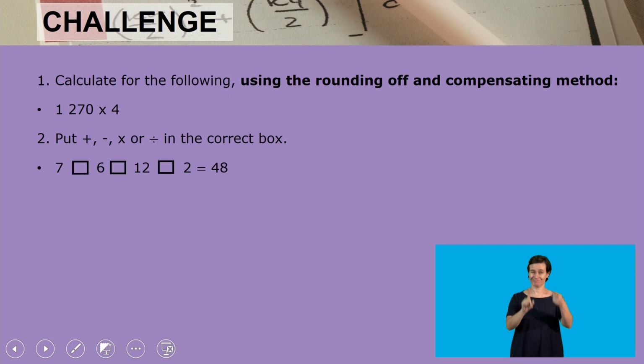So let's end the lesson with a challenge for you. So, number 1, calculate the following using the rounding off and compensating method. So you are going to calculate 1,270 multiplied by 4. And then the second challenge is going to be, in the given equation, put a plus, a minus, a multiplication, or a division in the correct box. And you can see there we have 7, then there's a block, 6, and there's a block, 12, and there's a block, and 2. And all of these are equal to 48.